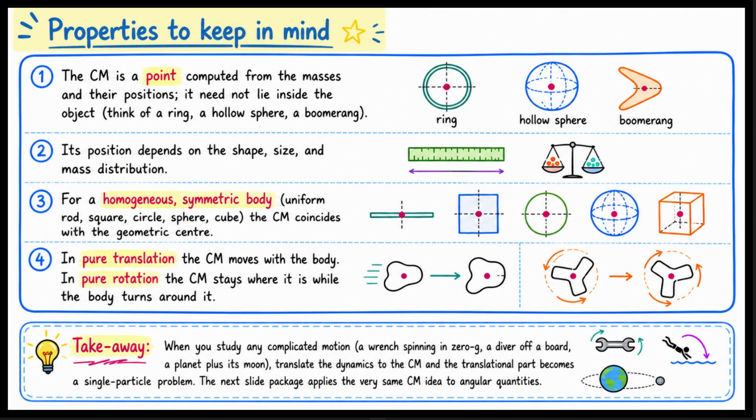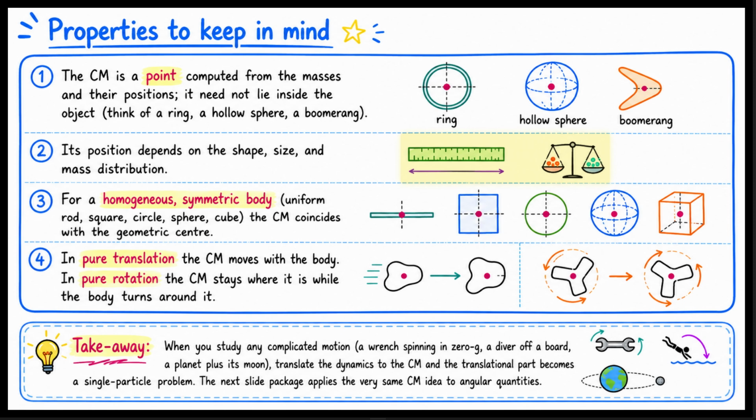Four properties are worth keeping in mind. First, the center of mass is a point computed from masses and positions. It need not lie inside the object. Think of a ring, a hollow sphere, or a boomerang. Second, its position depends on the shape, size, and mass distribution of the body.